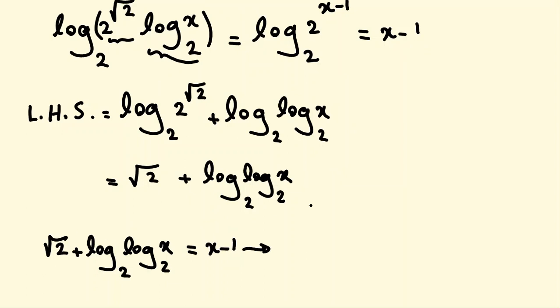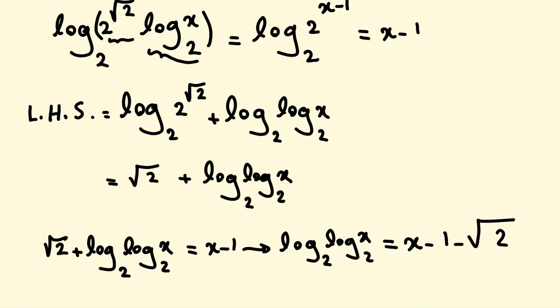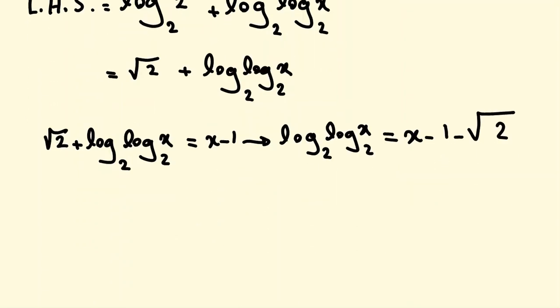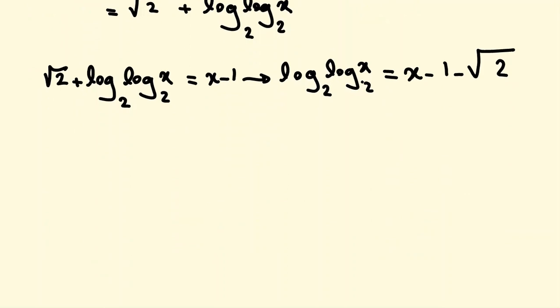Then, if I take root 2 to the right hand side, or subtract root 2 from both sides, you can say both of them are the same: x minus 1 minus root 2. Now, I want to find what x's satisfy this. If we check some numbers, we can find one root of this.